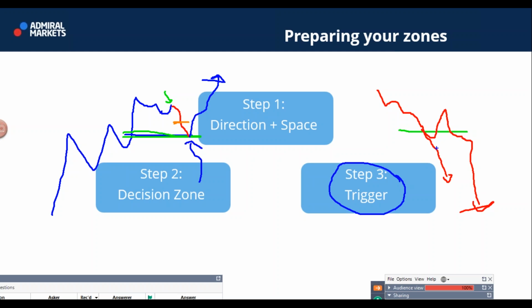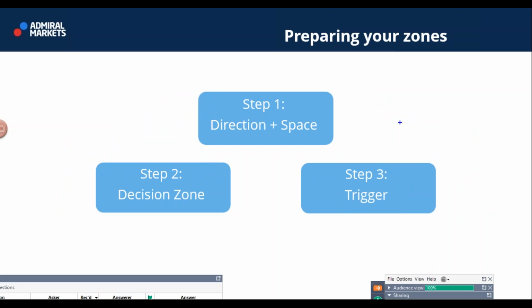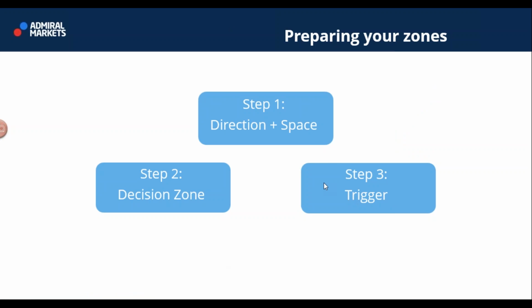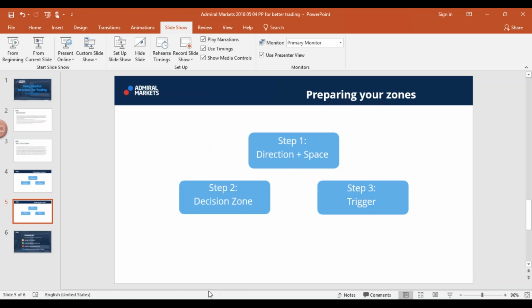Waiting for a trigger, typically, not always, gives you some confirmation that price is turning, and there's a good chance that price will then continue. There's always, of course, a chance that it might fail. You will never avoid that, obviously, but it increases the odds at least a little bit. So these are the steps. Let's move on.